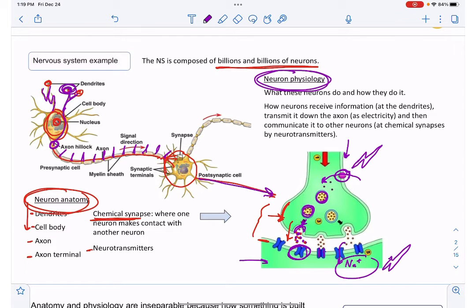They receive sensory information, or they receive information. They turn that into an electrical signal, and then they release neurotransmitters onto other neurons, which turn that into an electrical signal. And that's how neurons communicate with each other. And that represents neuron physiology. Okay, we have the neuron anatomy, what it's built for, and then we have the neuron physiology, what that actually does.